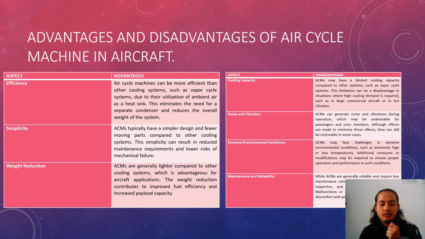For disadvantages of the air cycle machine in aircraft, one of them is cooling capacity. Air cycle machines may have a limited cooling capacity compared to other systems, such as vapor cycle systems. This limitation can be a disadvantage in situations where high cooling demand is required, such as in large commercial aircraft or in hot climates. Next, extreme environmental conditions. Air cycle machines may face challenges in extreme environmental conditions such as extremely high or low temperatures. Additional measures or modifications may be required to ensure proper operation and performance in such conditions.